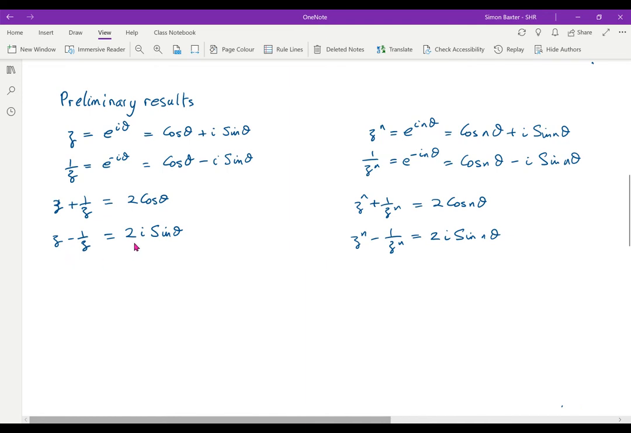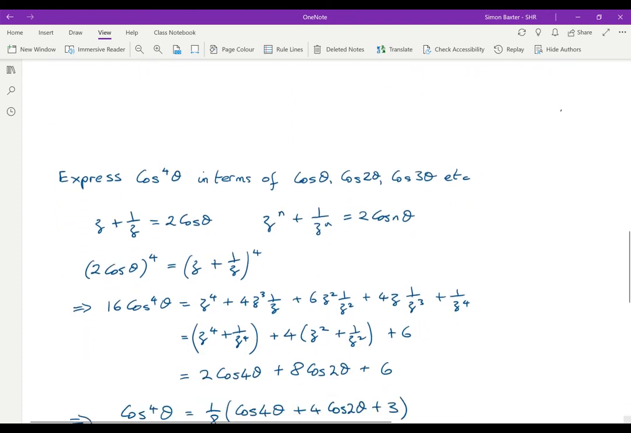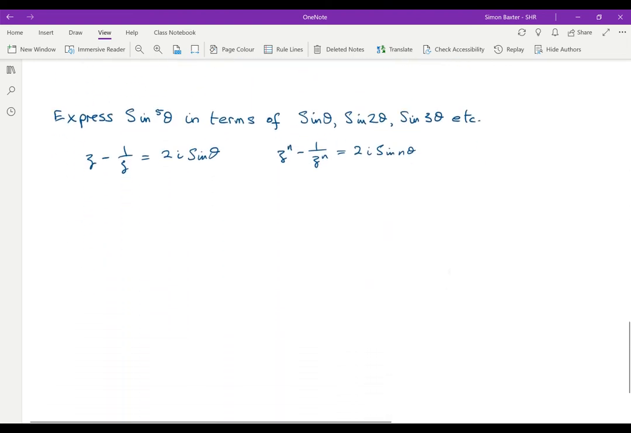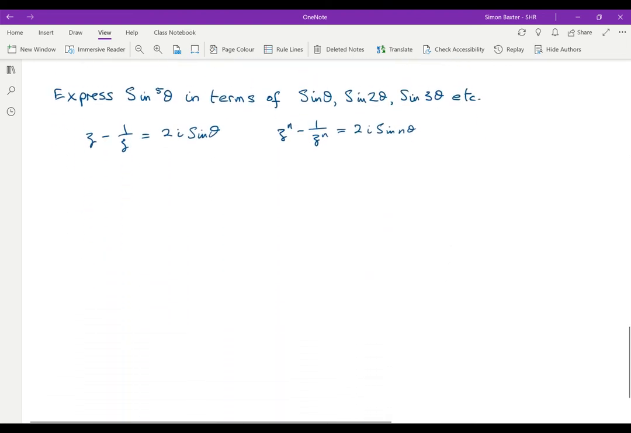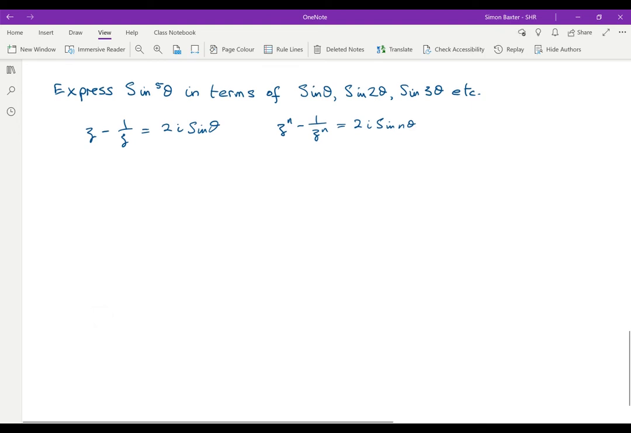z minus 1 over z is 2i sine theta, and z to the n minus 1 over z to the n is 2i sine n theta. So I shall need those two this time. We're looking for sine to the power 5. So we take the first of these two equations, 2i sine theta to the power 5. That is z minus 1 over z to the power 5.